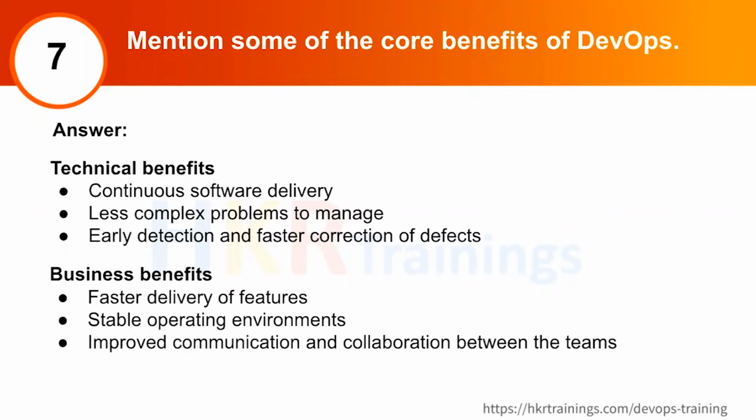Business benefits. On the business side, faster delivery of the features. We can use the pipelines so that whenever code gets merged, it gets automatically deployed on the cloud. That way we can achieve faster delivery. Being automated, we don't need to worry about manual errors as well. Stable operating environments. Being automated, we can do most of the things with automation. With automation, we don't need to worry about human errors.